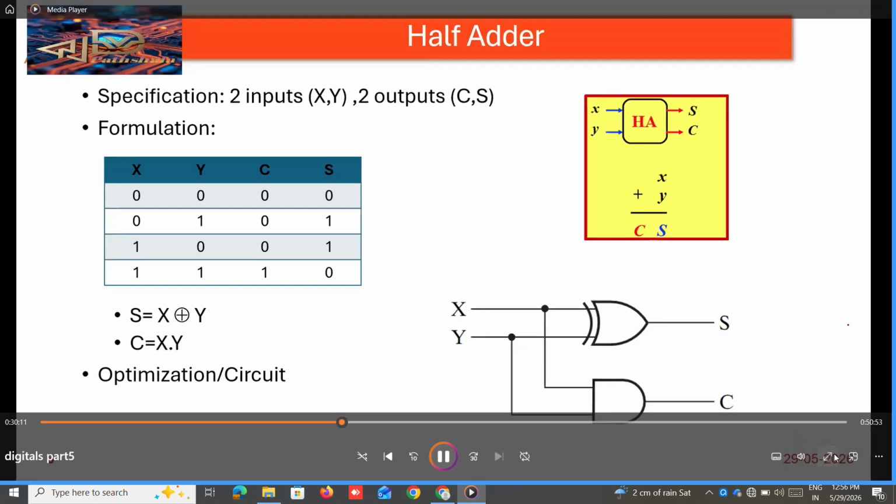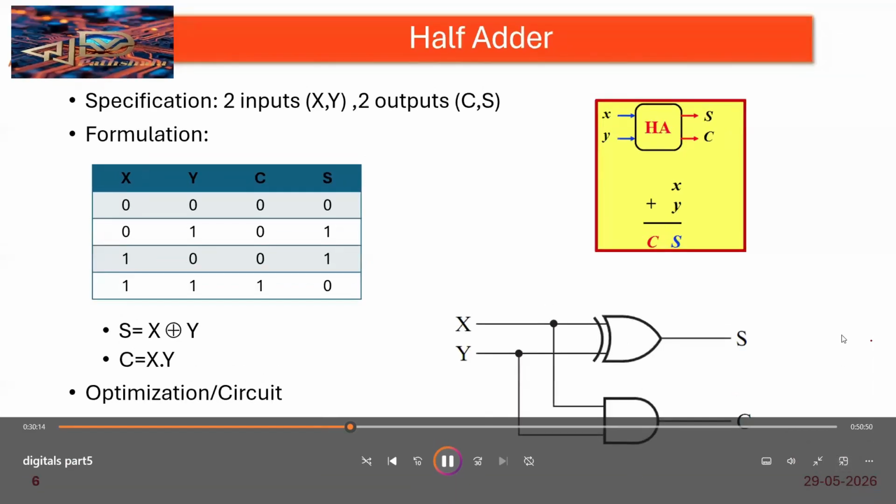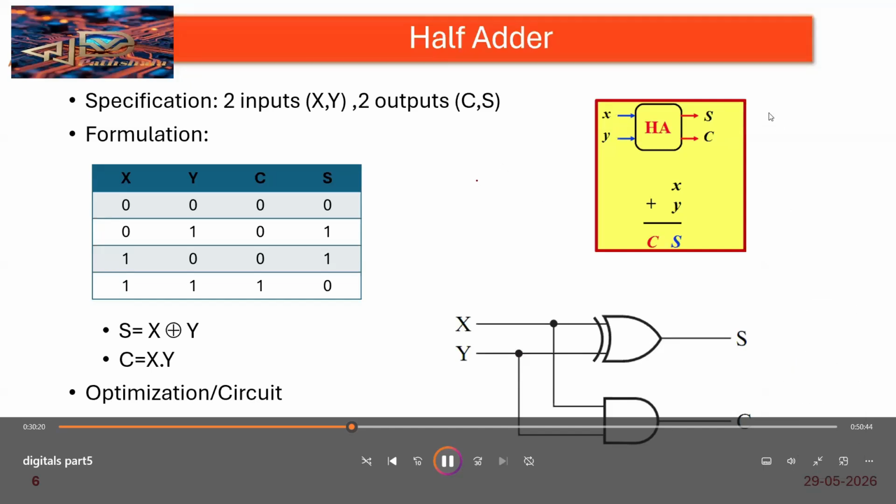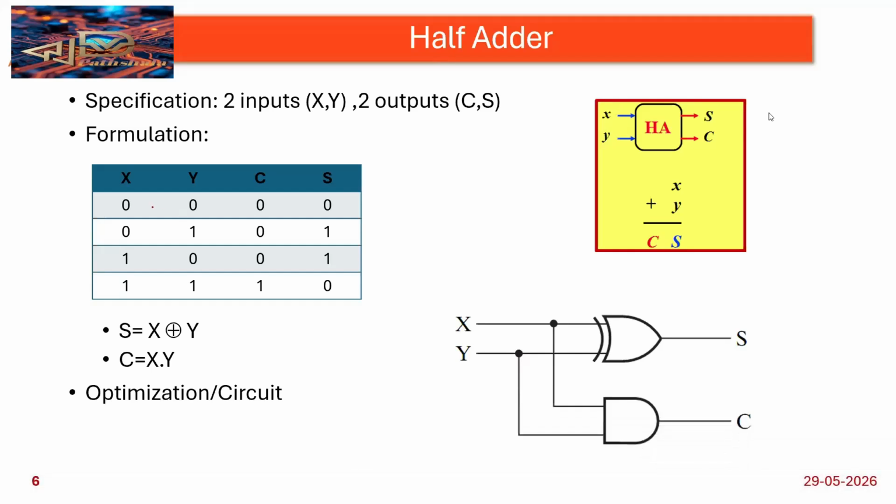In a half adder we have two inputs and we get two outputs, that is sum and carry. When do we get the carry and when do we get the sum? If you add 0 plus 0, the sum is the output. Suppose this is my half adder, x and y are the inputs, and s and c are the outputs. S means sum, c means carry.